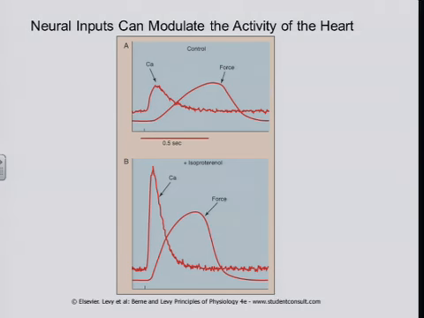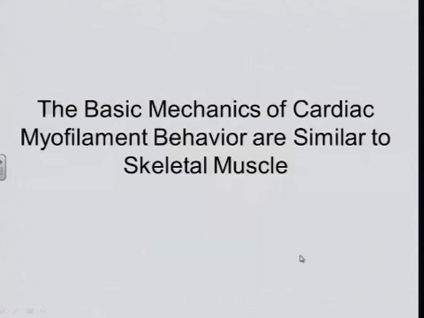So these things are under neurohormonal control. It's just not direct control like tetanic contraction in skeletal muscle. So we do have inputs to it. Isoproterenol is a drug that mimics adrenaline and beta adrenergic stimulation of the heart.